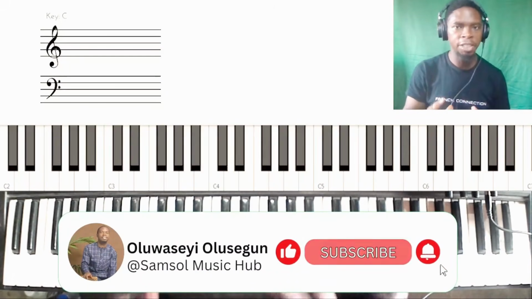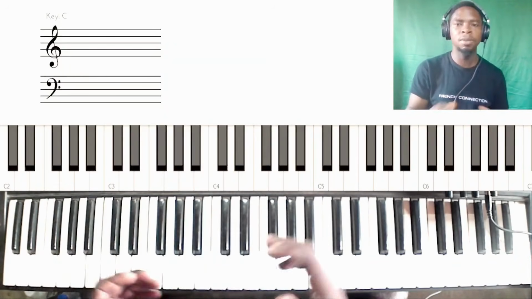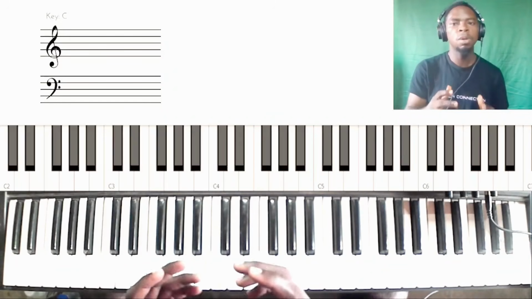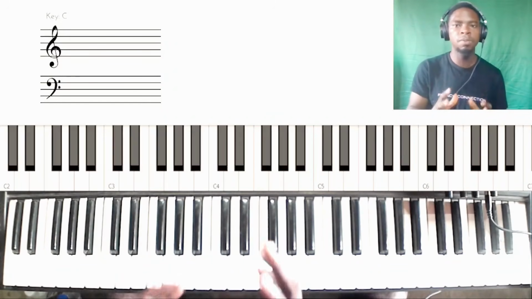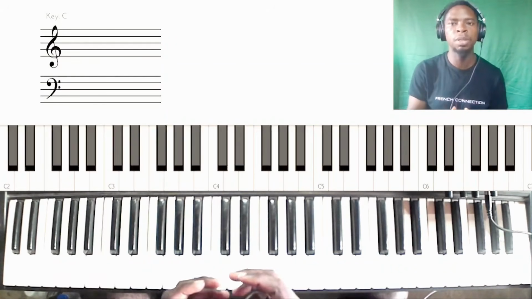Now, this classification helps musicians quickly determine the harmonic color and mood of each mode. So that is why it's very essential for musicians to know modes very well, because it gives them a broader palette for their composition endeavors.